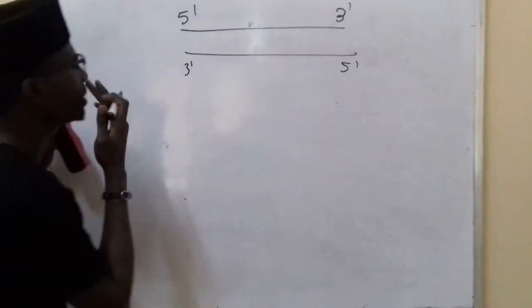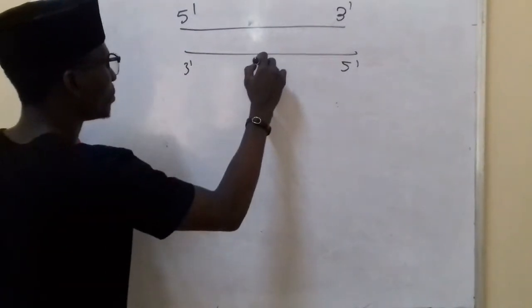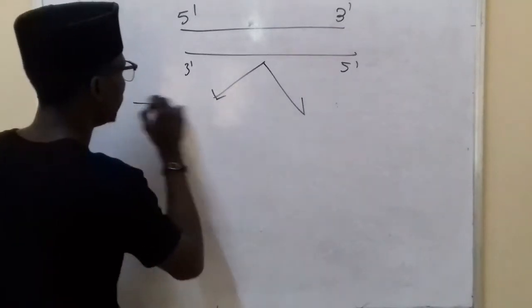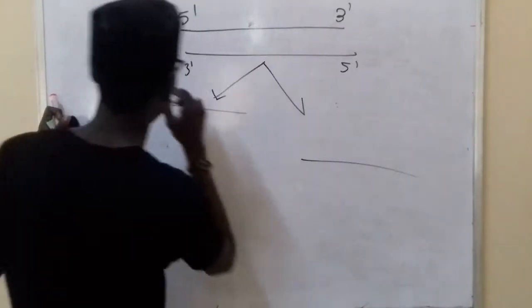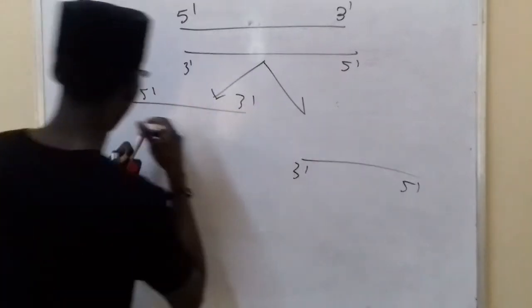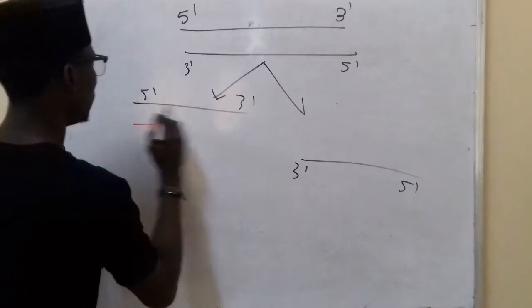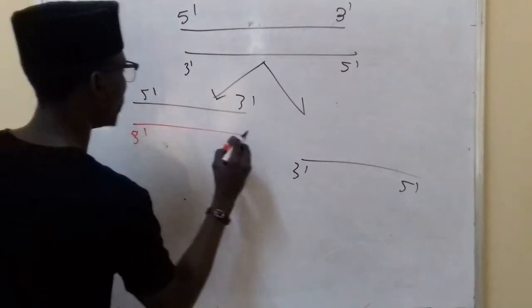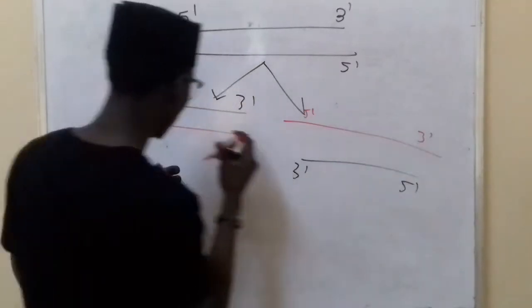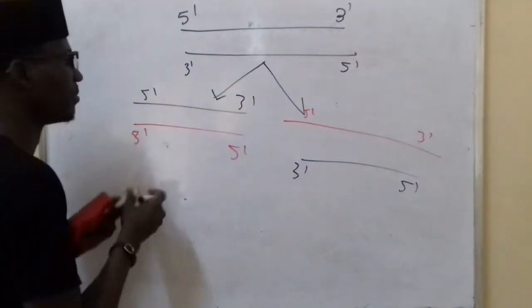So what we are saying in essence is that replication occurs, and from one you have this 5' to 3', this is 3' to 5', and you have this 3' to 5', and this is going to go 5' to 3'. You see this? The red represents the new strands that are missing the side.